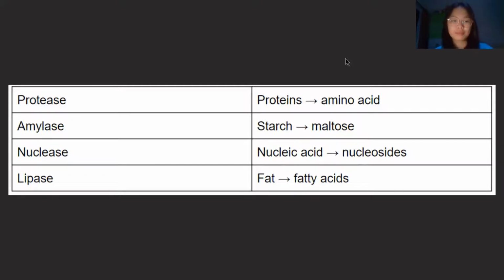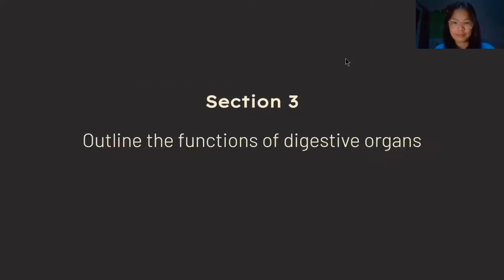So the protease specifically binds to proteins and breaks it down to amino acids. The amylase breaks down starch and makes it into maltose. The nuclease binds to nucleic acids and breaks it down to nucleosides. And the lipase would bind to fats and breaks it down to fatty acids and glycerol.